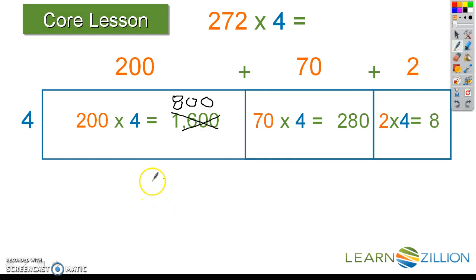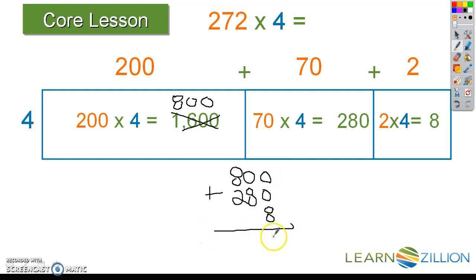Alright, so last step, since we have these addition signs, we want to add all these up. So we've got 800 plus 280 plus just 8. Alright, 0, 0, and 8 is 8. 0 and 8 is 8. And 8 plus 2 is 10. Add the comma, and we're good.